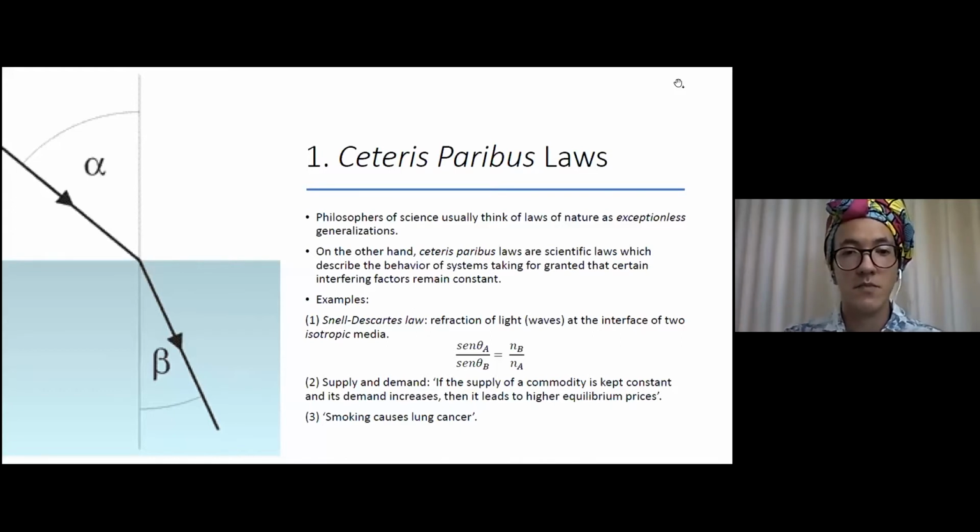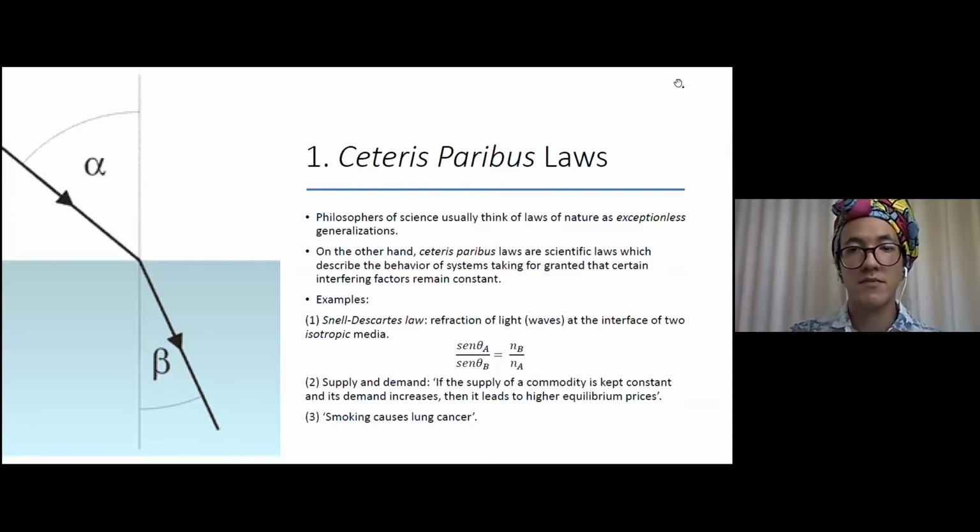And in some kind of folk medical science, we can have the claim that smoking causes lung cancer. This claim is Ceteris Paribus because you can have the antecedent without having the consequent. We can have smoking without necessarily having lung cancer. So in order for the law to be true, you need to add a Ceteris Paribus clause. And Ceteris Paribus literally means other things remaining constant.